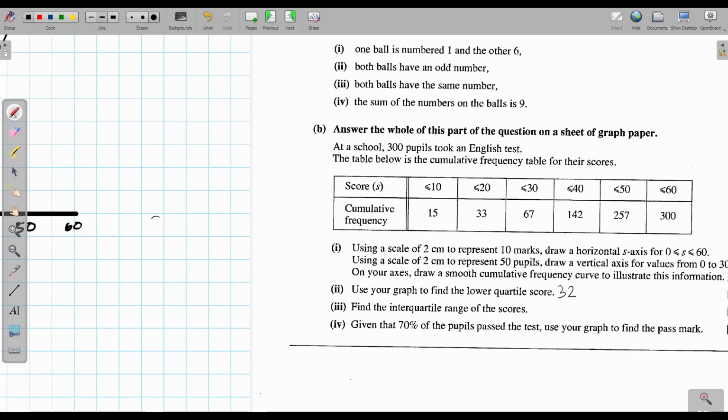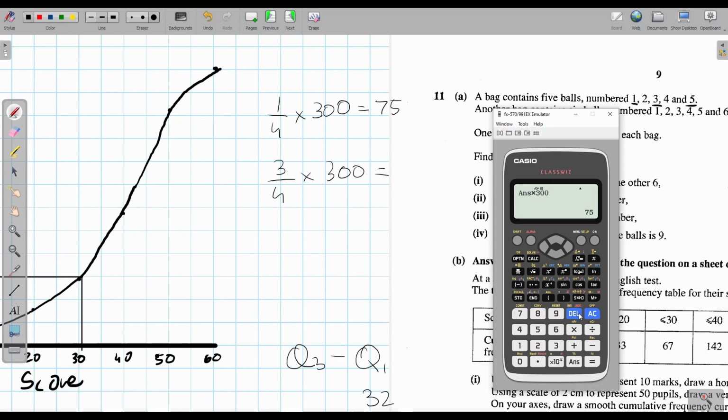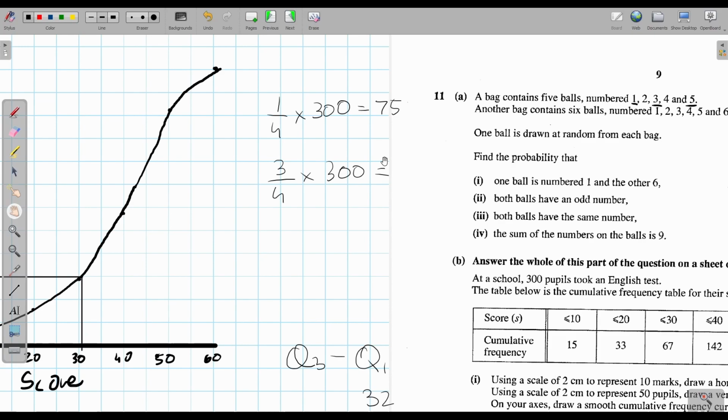Interquartile just means Q3, so quarter 3 minus quarter 1. So we already know quarter 1, which is 32. And now for quarter 3, we can do the same thing. We can do 3 over 4 into 300. So let's just do that. So 3 over 4 into 300 gives us 225.